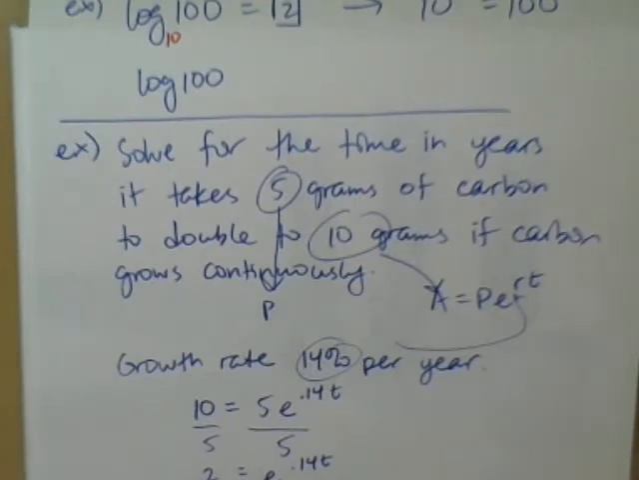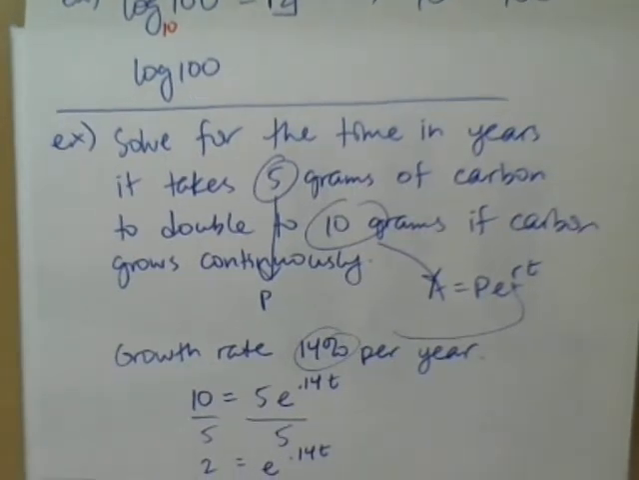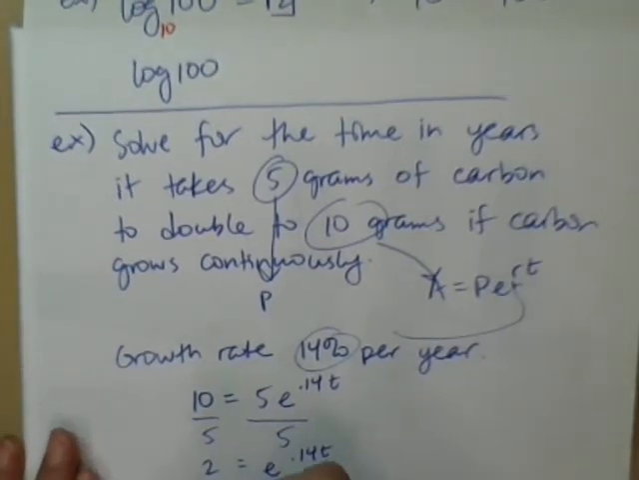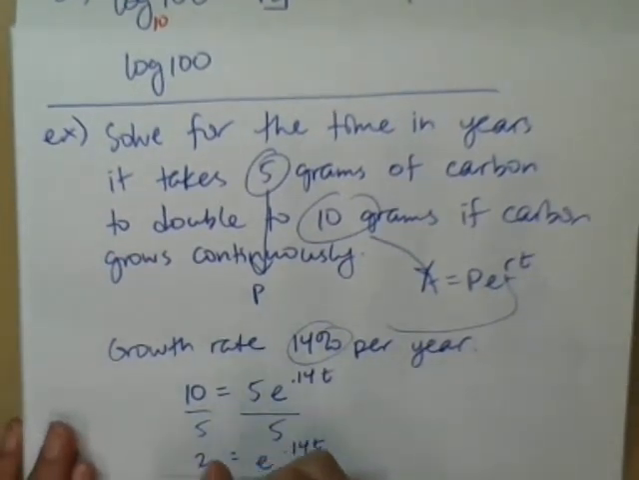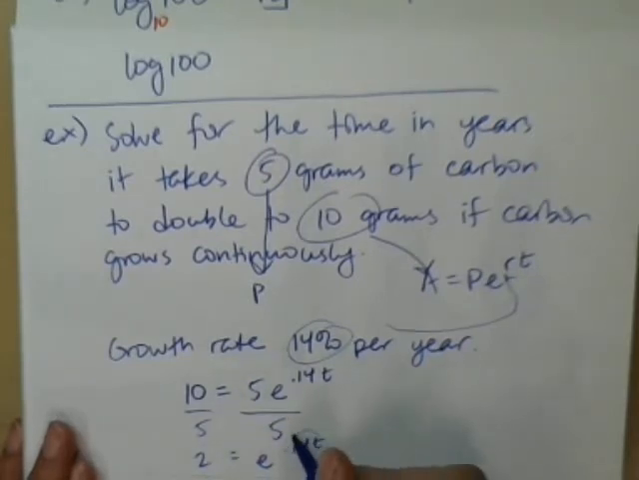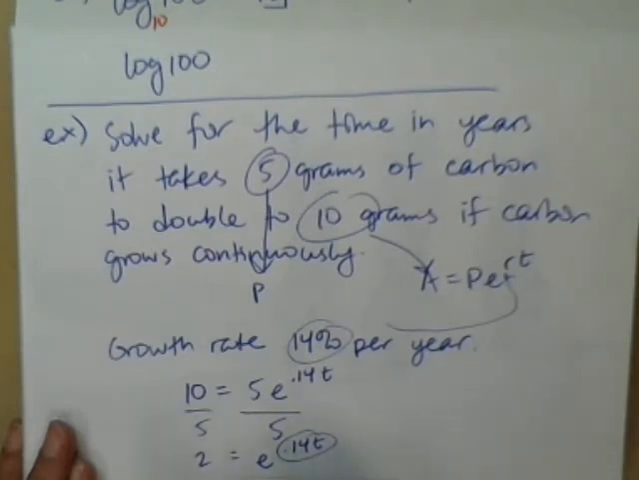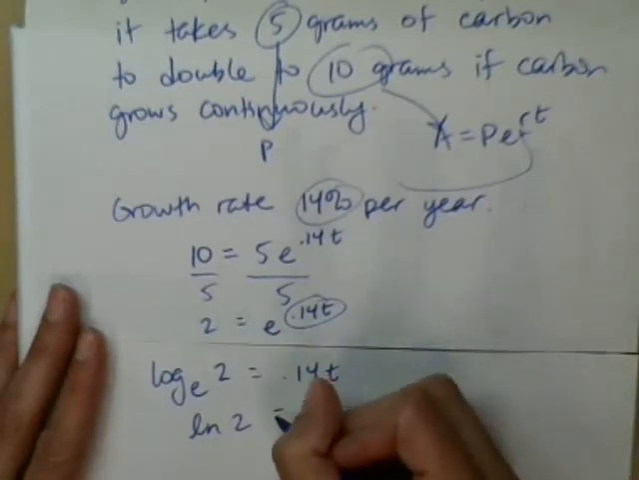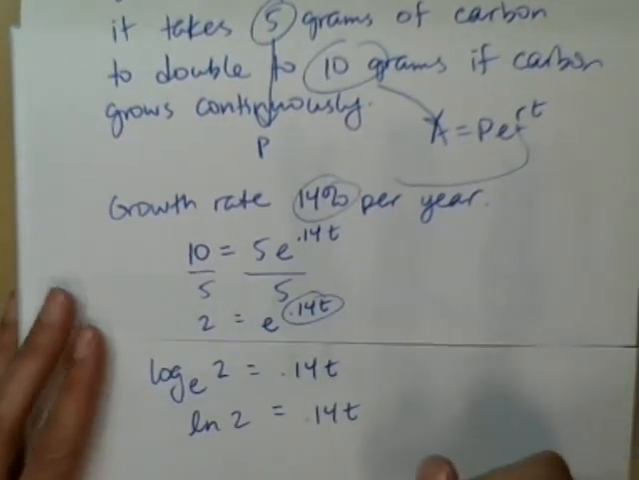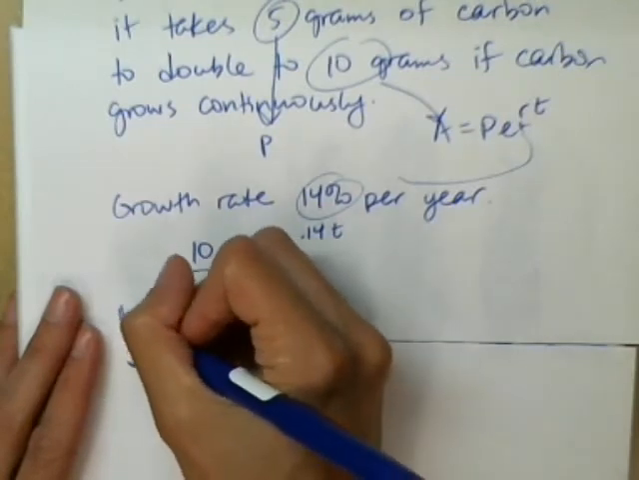So I'm going to take this one and rewrite it as a logarithm. There are 2 ways to rewrite this as a logarithm. This is my natural base e. So I'm going to do it with log first, but I'm going to use an ln. So log base e of 2 is equal to my power, which is 0.14t, which would be the same thing as the natural log of 2 is equal to 0.14t. Okay, so there's one way to get there.